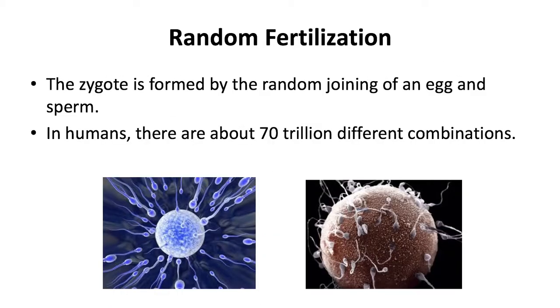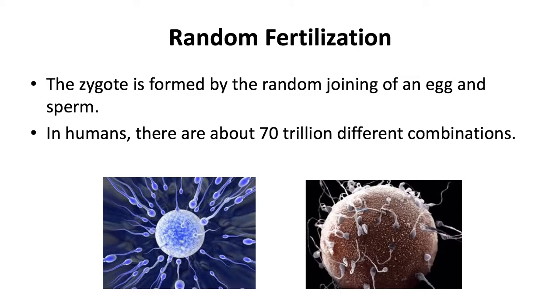And the last part is called random fertilization. So each zygote is formed by the random joining of an egg and sperm. So a female releases one egg during ovulation, and it's totally random which egg she's going to release. And remember, all her eggs are genetically different from each other. In males, there's a tremendous amount of sperm, and each sperm is different from the other. So if we take a pair of parents, there's 70 trillion different combinations that they can have.